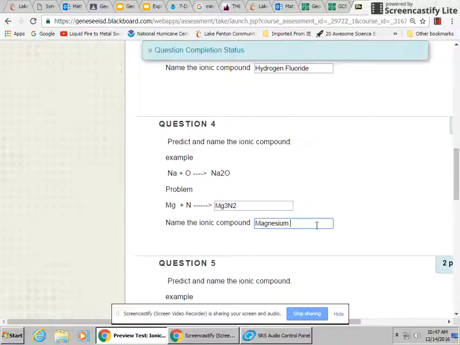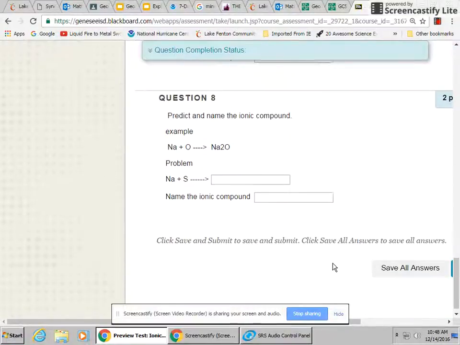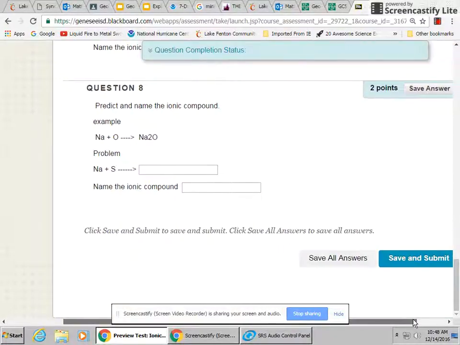drop the end of the nonmetal, and add "ide." Nitride. I think I spelled that wrong or something. Nitride. Okay, and that's it. That's all you do. And then you just complete the same thing. We're not asking for molecular weight this time, but even if we were, you would just add up the number of, in this case, sodium, and the number of oxygen, and add their atomic weights together. Okay, that's it. Thank you.